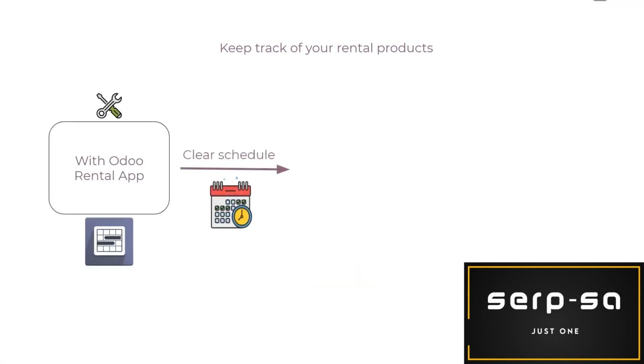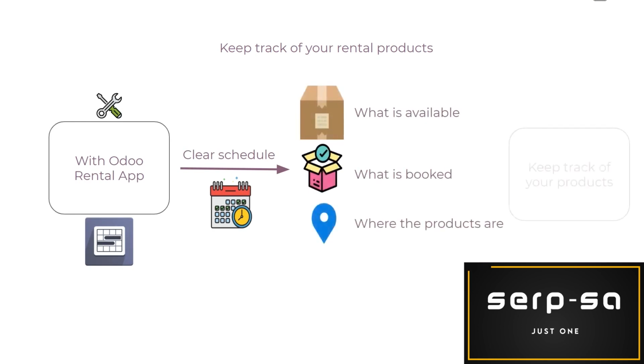The rental app will help provide us with a clear schedule so we can know exactly what is going on with our products. In the blink of an eye, we can check what's available, what's booked, and where our products are. By using the different grouping methods to our advantage, we get a better overview of what's going on. We can classify per product, customer, or serial number. This super useful reporting tool will also help us analyze our business to see which products are doing well and which are not. So let's see how it looks right now.